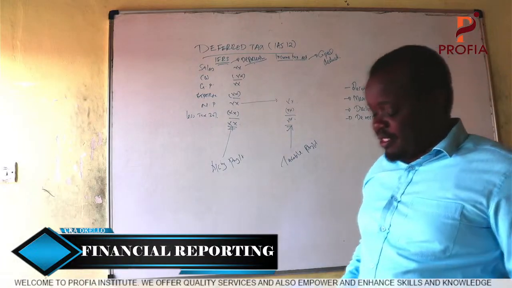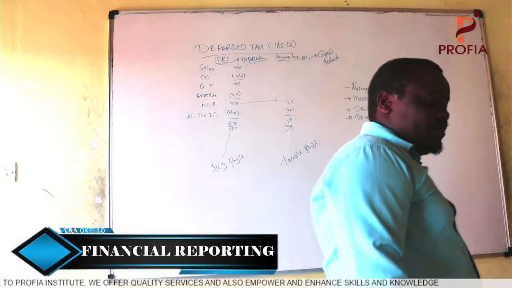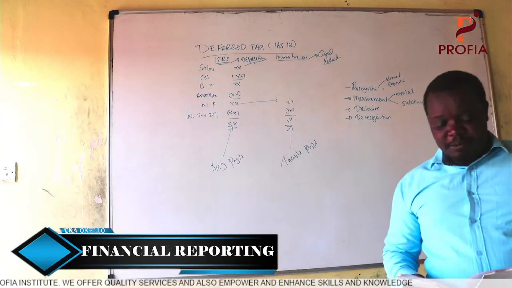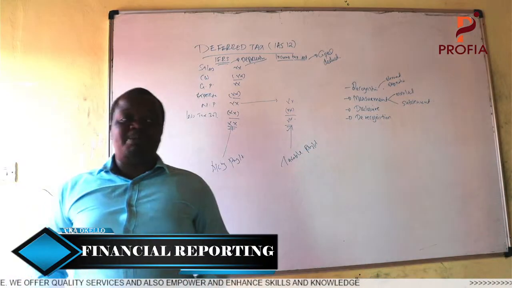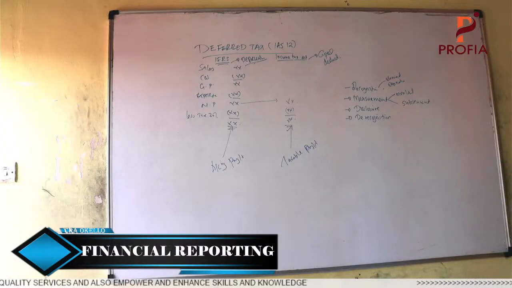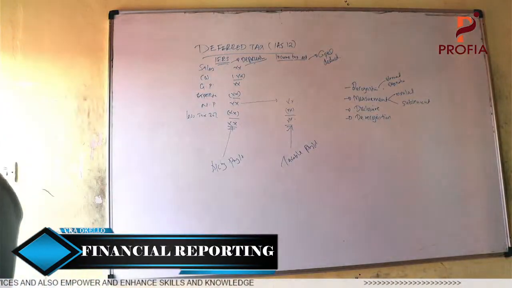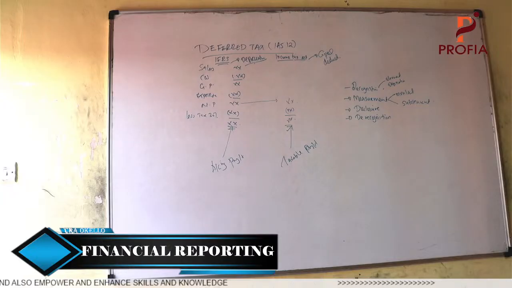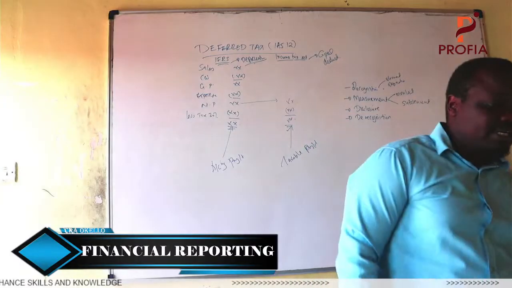Current tax is tax on taxable profit. Taxable profit is profits determined in accordance with the rules provided by the income tax authority. I think that is what I had explained.